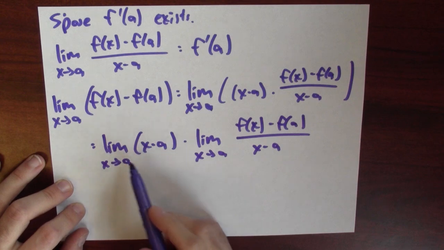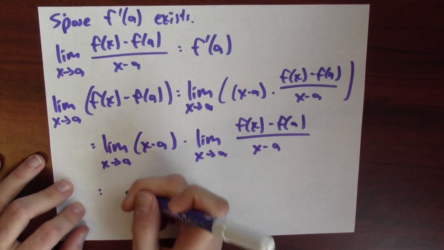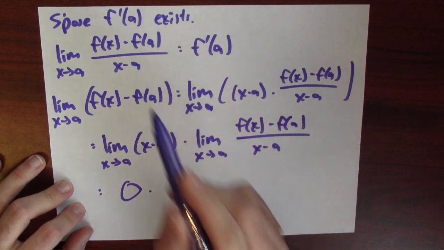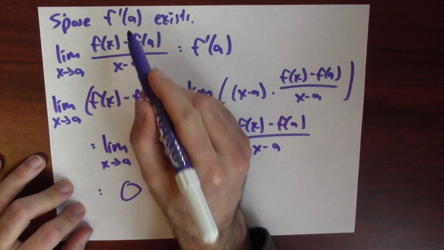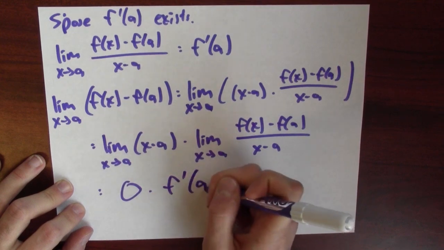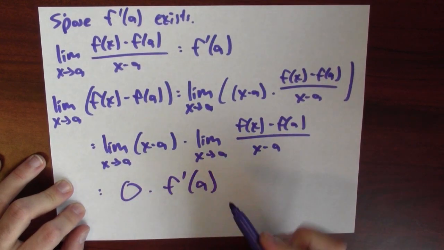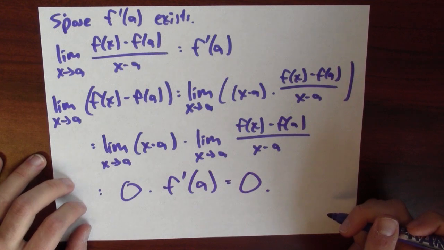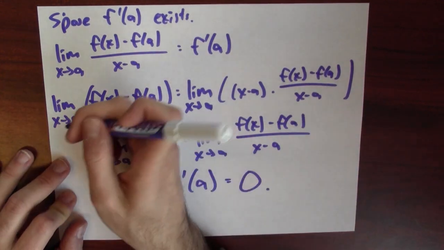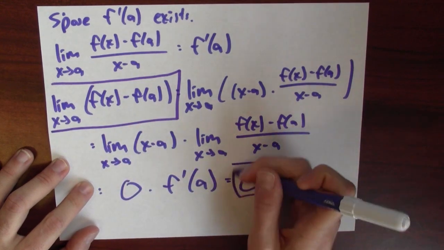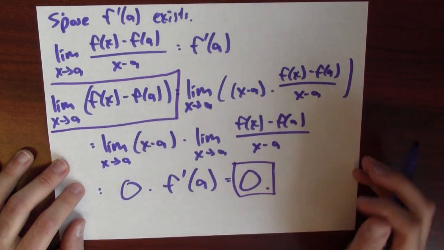Now this first limit, the limit of x minus a as x approaches a, that's 0. And this second limit exists precisely because I'm assuming differentiability. The function's differentiable, so this limit is calculating the derivative at a. And 0 times any number is equal to 0. The upshot here is that we've shown that the limit of f of x minus f of a is equal to 0 as x approaches a.